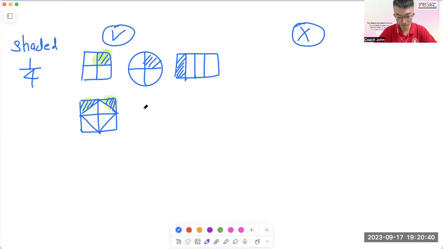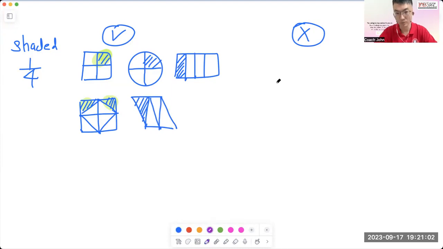Then something like that can happen as well, like a rhombus. Then you have one triangle here, one triangle here, and one triangle. And assuming that they are all equal, so this is shaded.